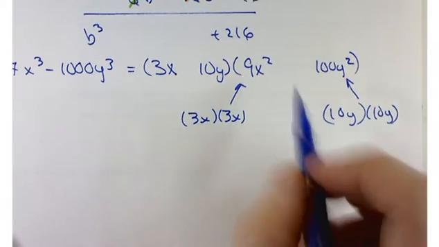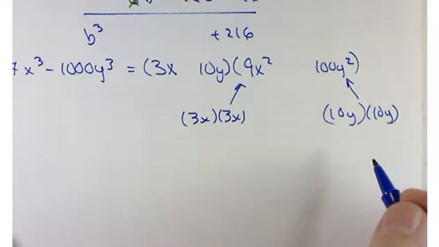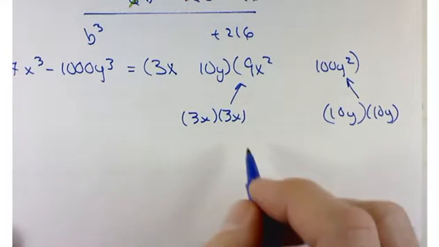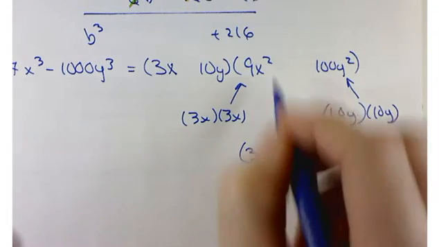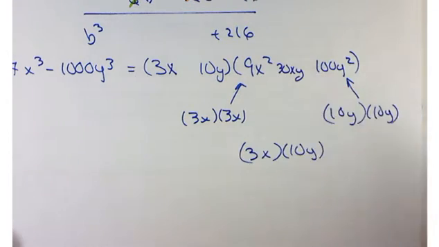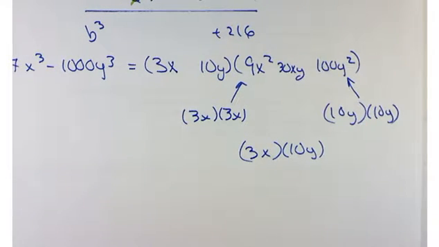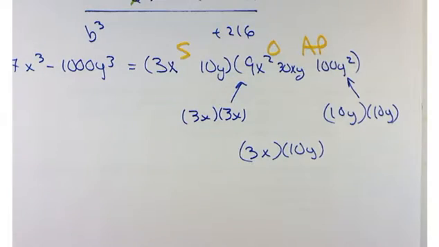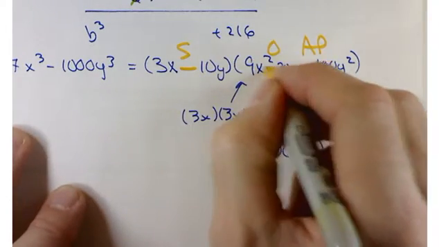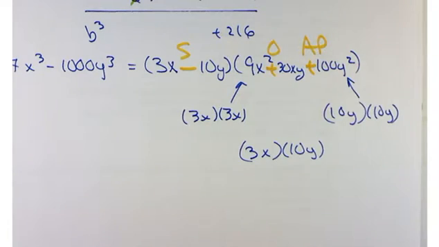Sydney, I need one more term here. How am I going to get that? All right, 3x times the 10y gives me 30xy. Big E, I'm almost done. What's the one thing left I need to do? The signs. So can you help me out with the signs? Good. Negative, positive, positive. Same sign, opposite sign, always positive.